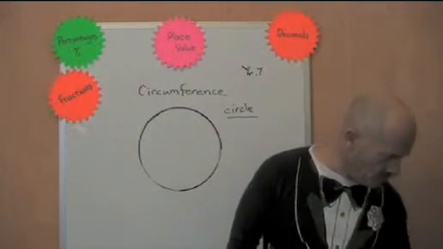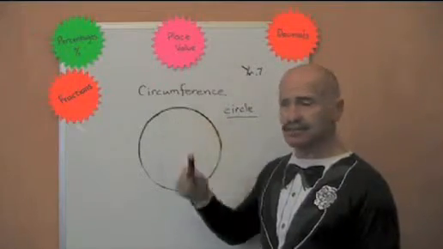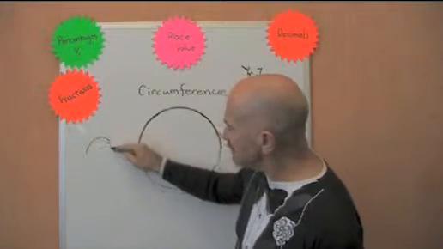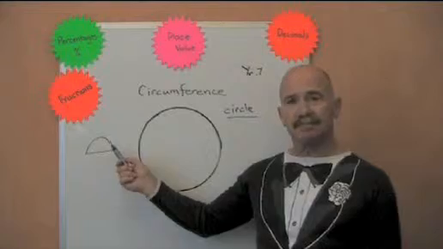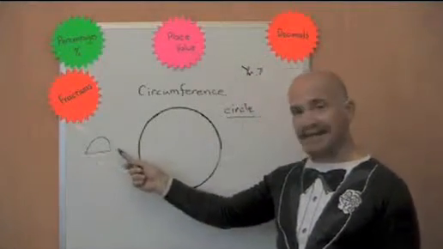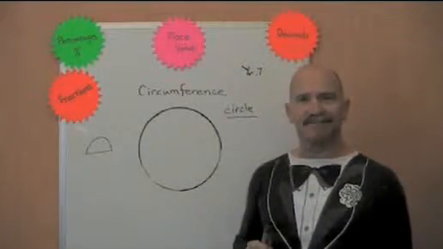So, get used to the word circumference. That's for circles. If you had a semicircle, which would be half a circle, of course, then we would be calling that perimeter, because it's not a full circle, it's got a straight line there. Alright? But for circles, we do circumference.